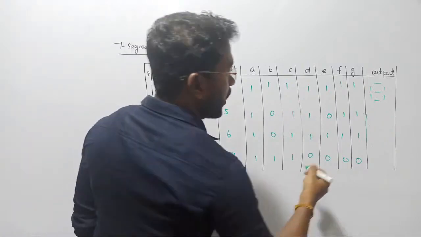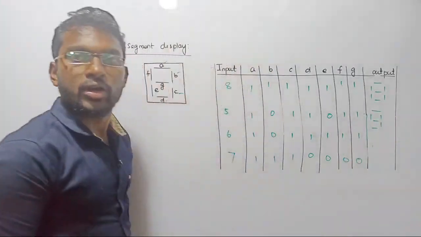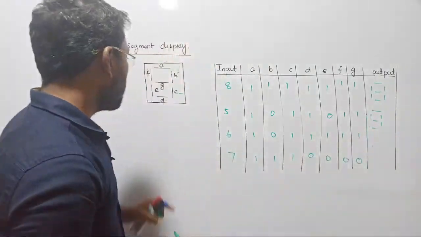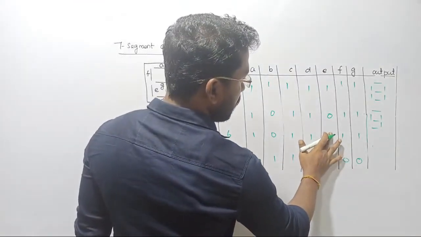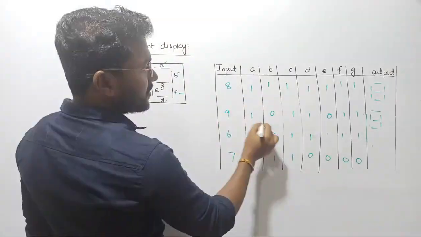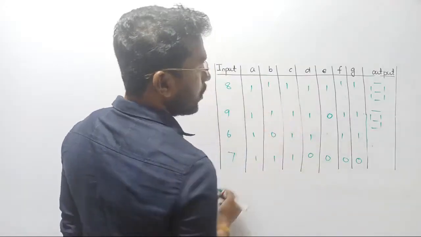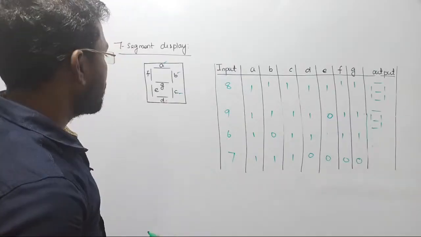Let us discuss 9. In 9, one segment is not going to glow. Which one? Except E, the rest of all will be enabled. E will be 0, and the rest of all are going to be 1 in order to get 9. So that is going to be 9. Yeah, that is correct.